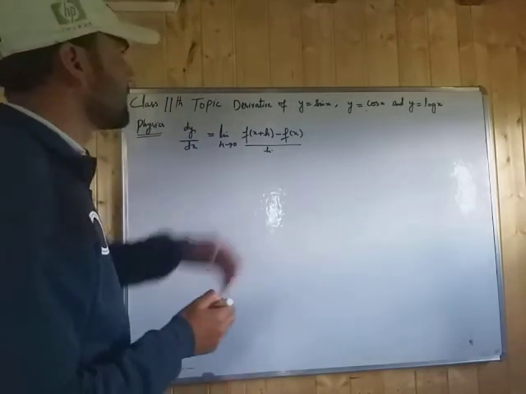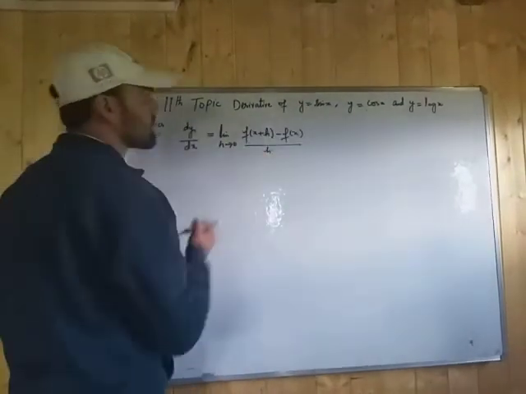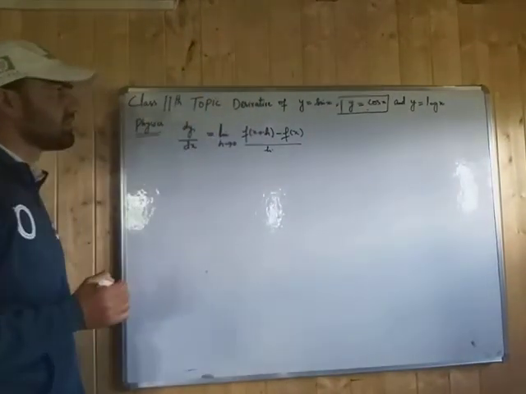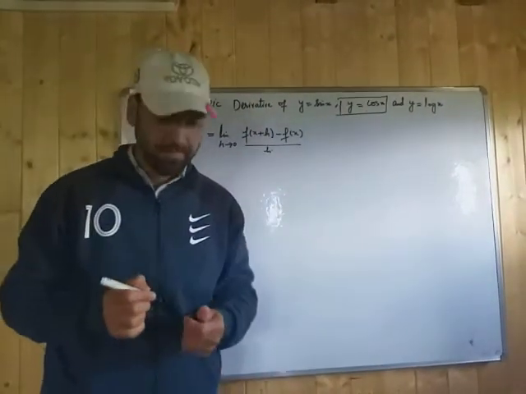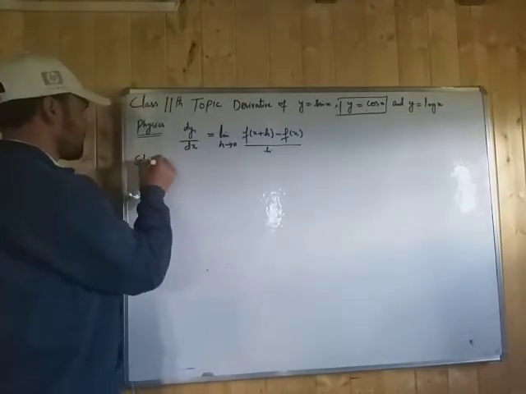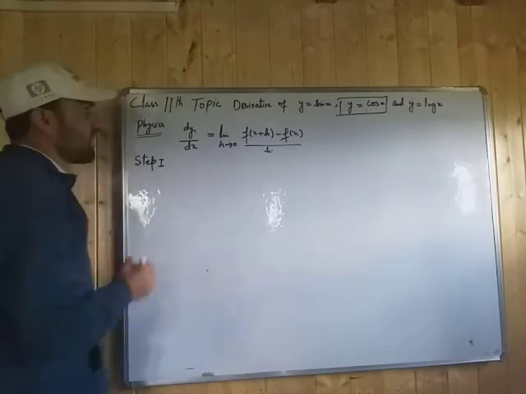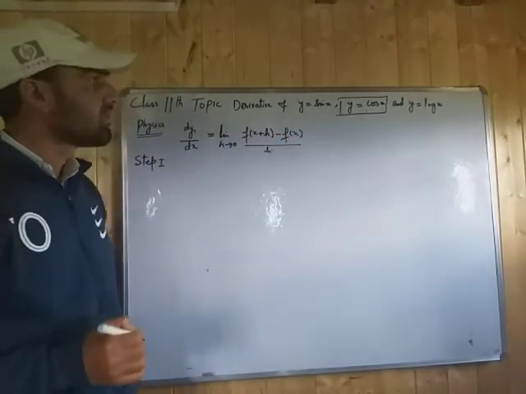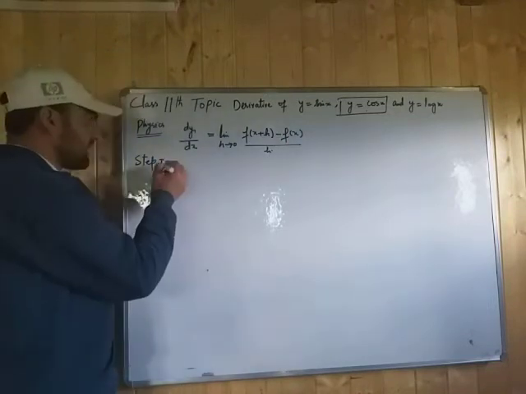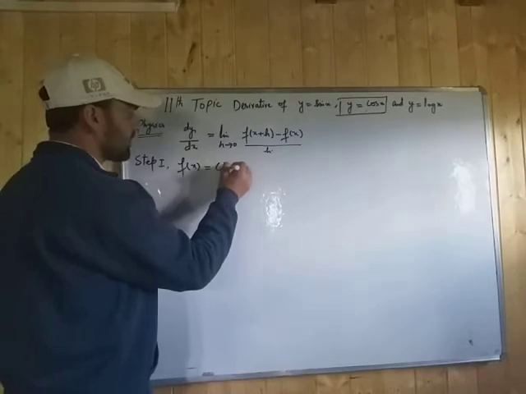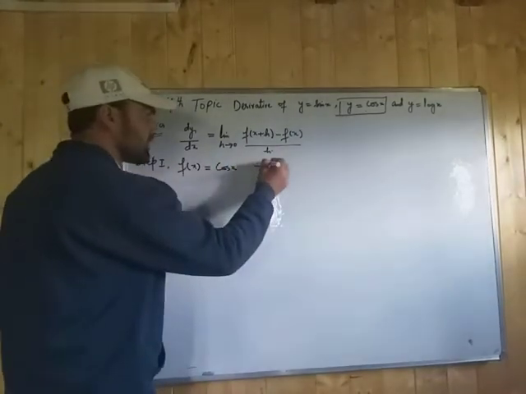Our second function is y equal to cos of x. So we'll derive this function. We'll find the derivative of cos of x. So step first is we should have a function, and the function is cos of x. I will write f of x is equal to cos of x. This is equation first.